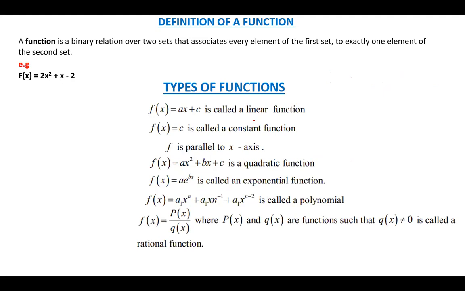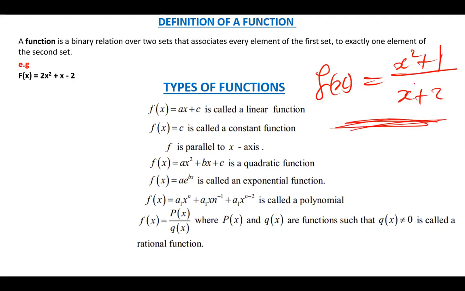We also have what is called a rational function. So a rational function is simply a function that is in fraction form. You can have x squared plus 1 over x plus 2. This is a rational function because it is in fraction form, and the denominator is never equal to 0. So the denominator is q of x, and there is the definition.